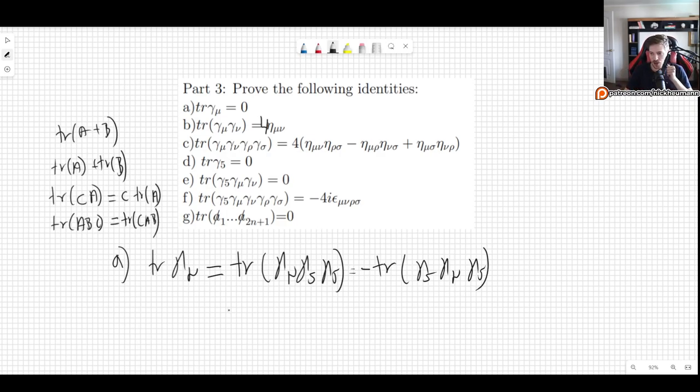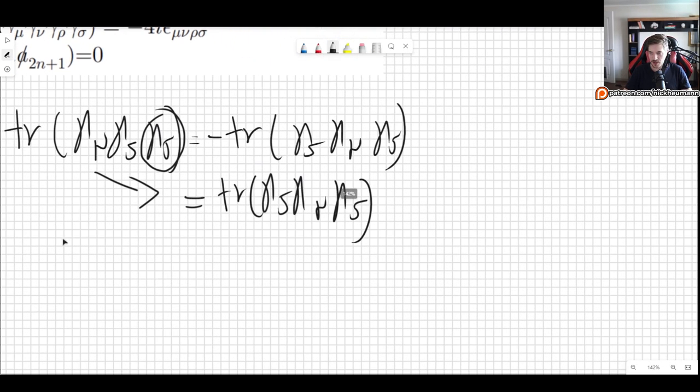Okay, but now we could have done a different thing. We could have started out right here and used the cyclic property, so just moved the gamma 5 to the first position, which gives us that the trace of gamma 5, gamma mu, gamma 5. So both of those things are equivalent, right?